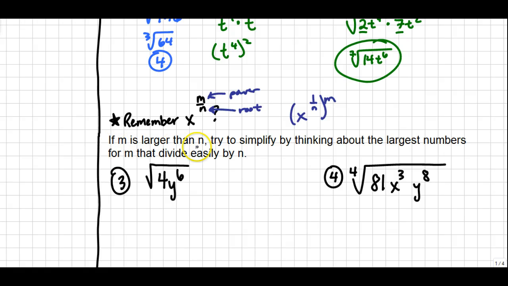Now I want you to copy this next statement. It might not make a whole lot of sense right now, but it will eventually later on in the video. If m is larger than n, so the top number is bigger than the bottom number, try to simplify by thinking about the largest numbers for m that divide easily by n.